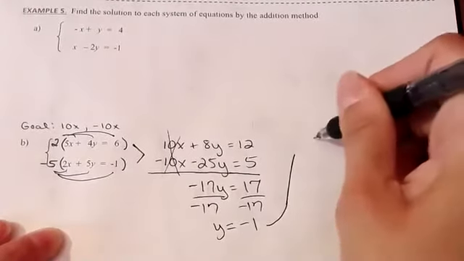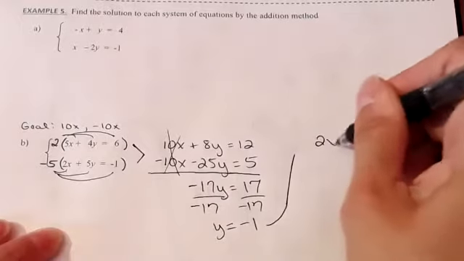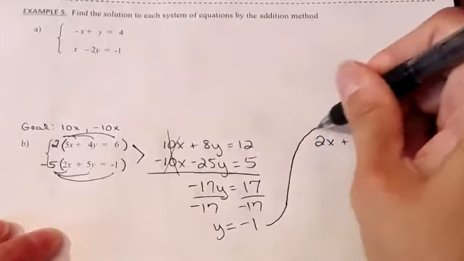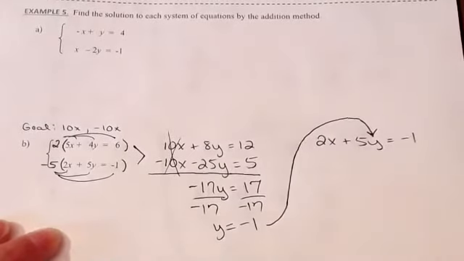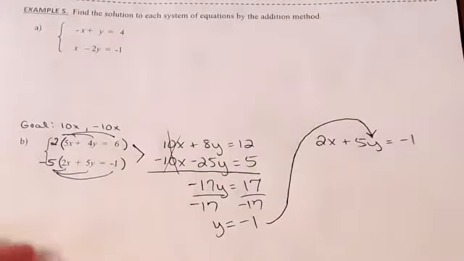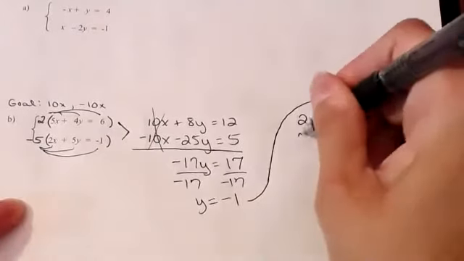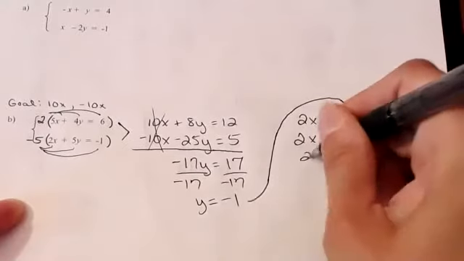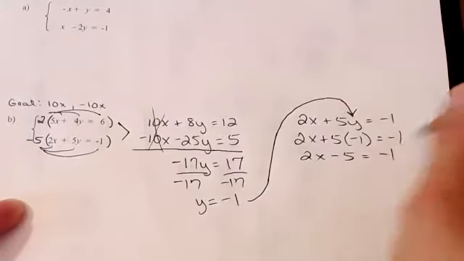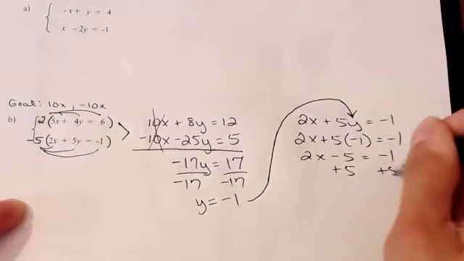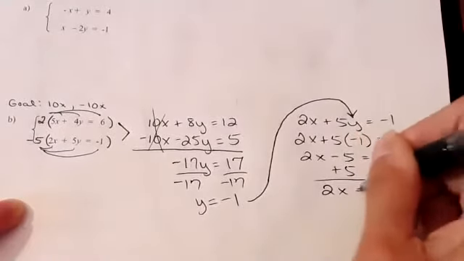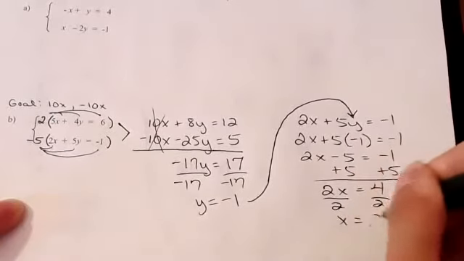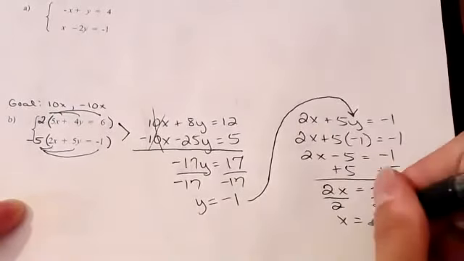So we take one of our original equations, let's go with 2x plus 5y is equal to -1. And where we see a y, we're going to replace it with -1 because we solved for it. So we have 2x plus 5 times -1. And let's go through the motions. We're going to simplify. We add 5 to both sides. We get that 2x is equal to 4. We divide by 2, and we find x is equal to a +2.